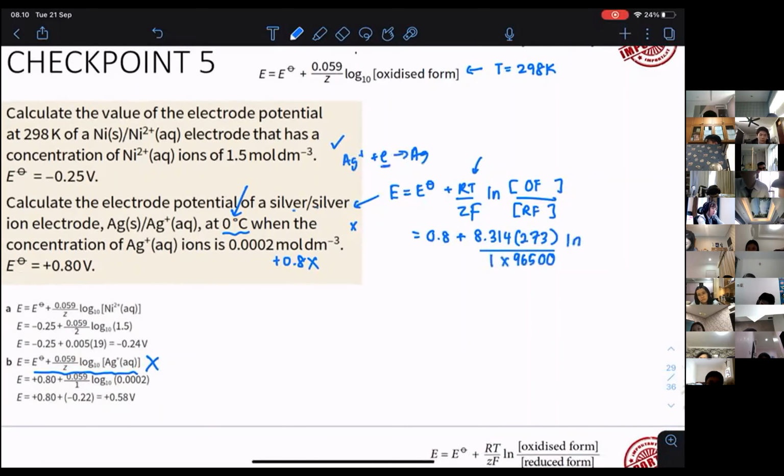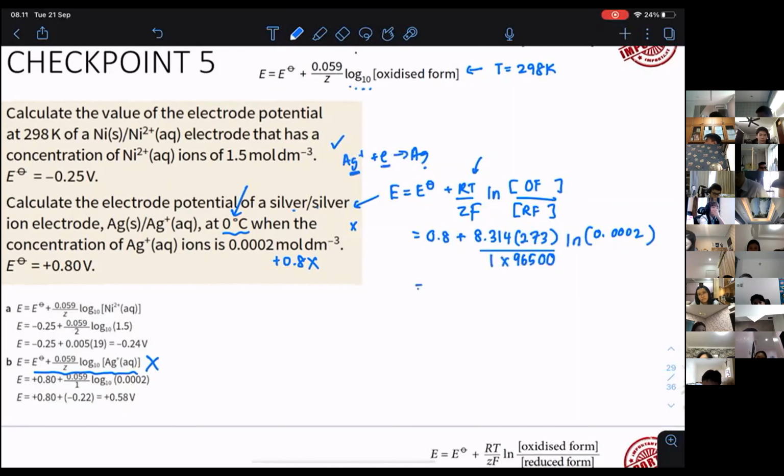If you use the simplified form, then it's going to be log. They already changed into log. Now this is ln, okay. You need to use a natural log, and then left divide by right. So left, Ag+ is going to be 0.0002, and then silver is constant, so no need. You can remove this part, and then you find out.